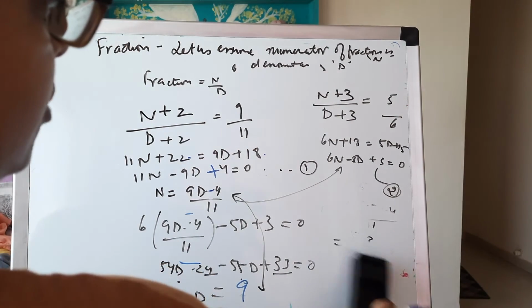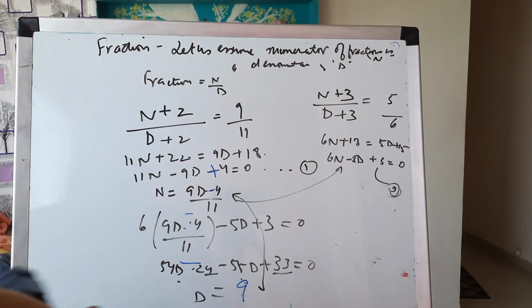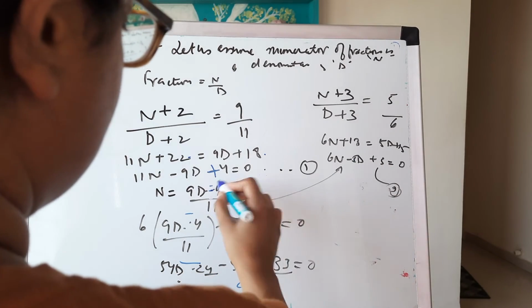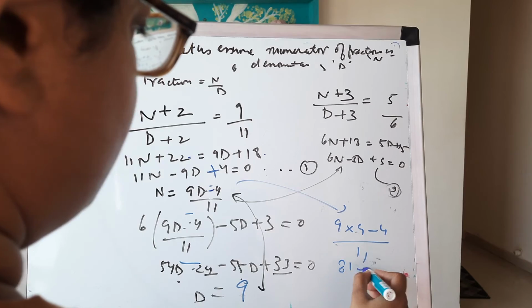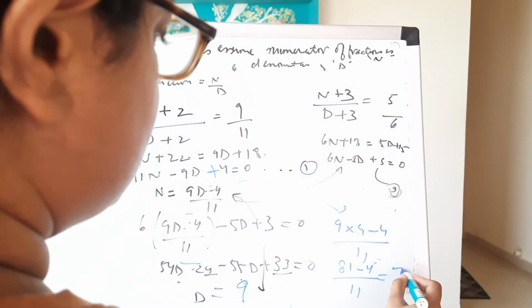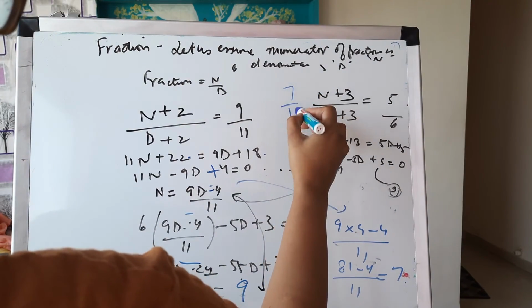Now substituting the value of d equal to 9 here, n is equal to (81 minus 4) by 11, which is 77 by 11, which is 7. So the fraction is this.